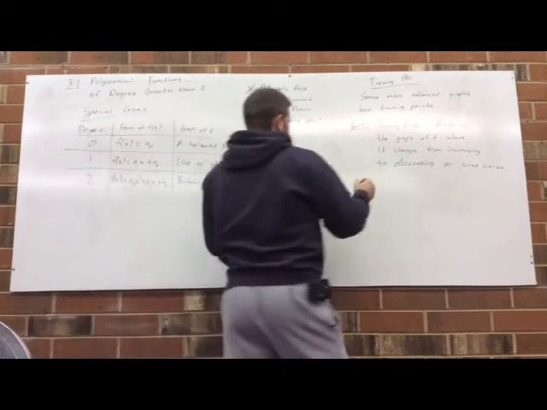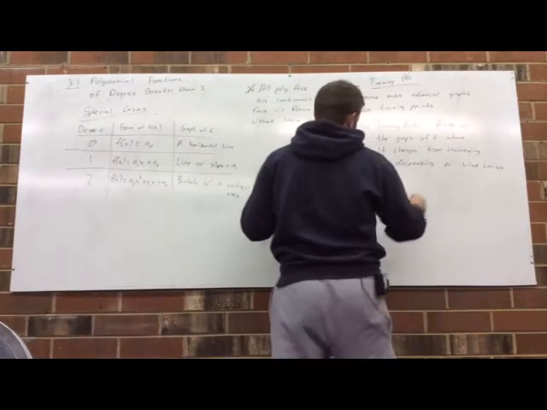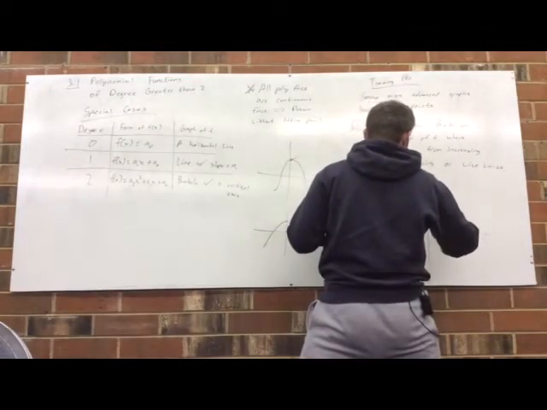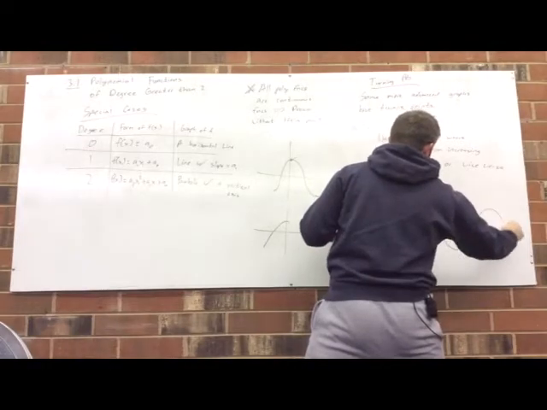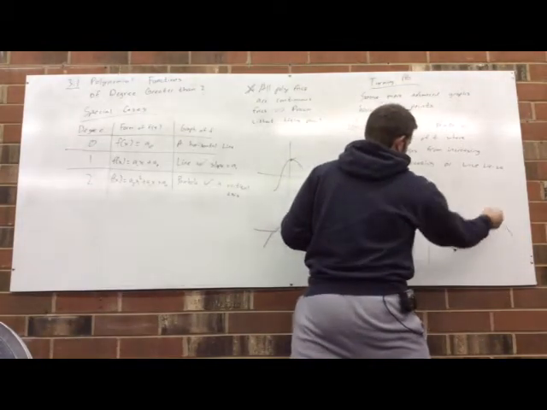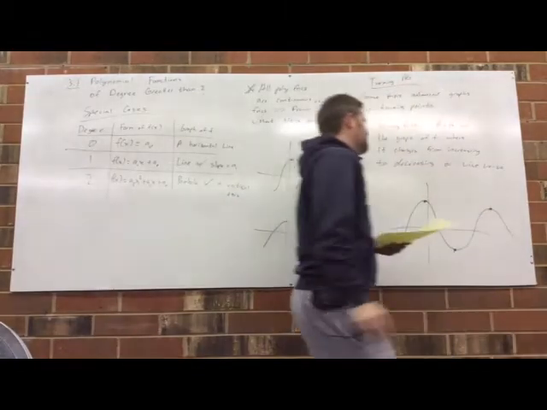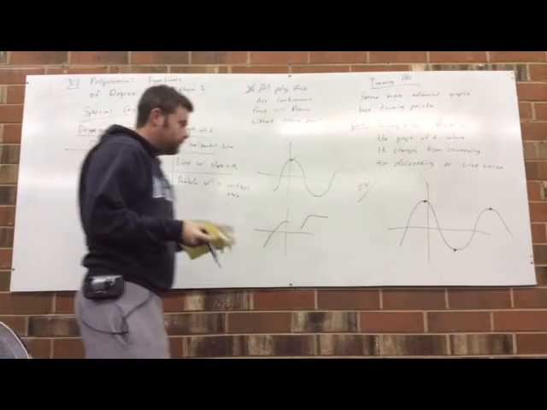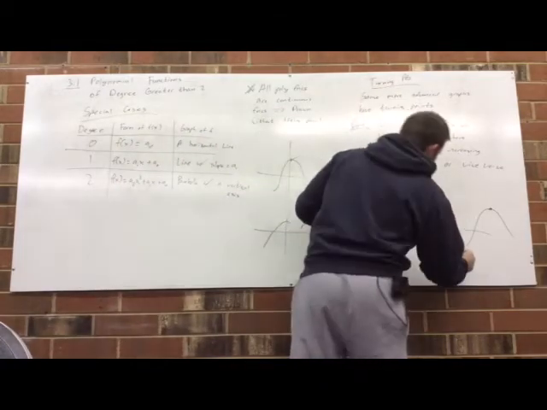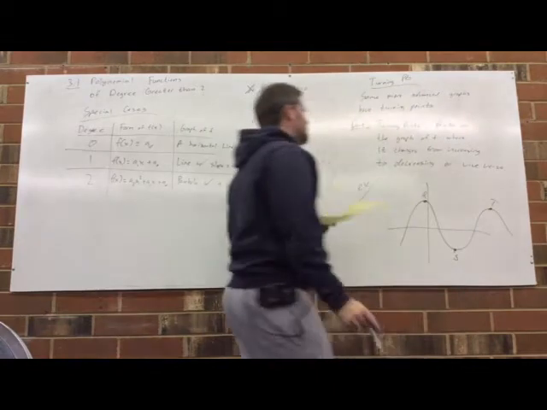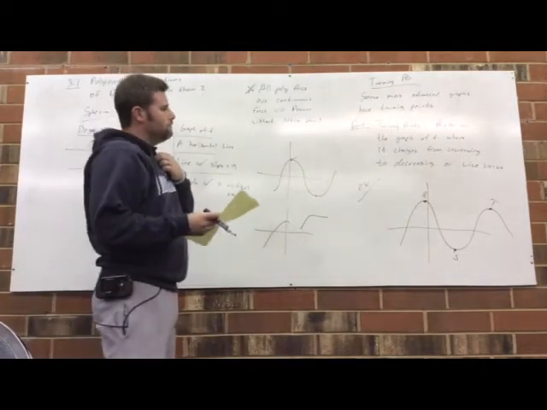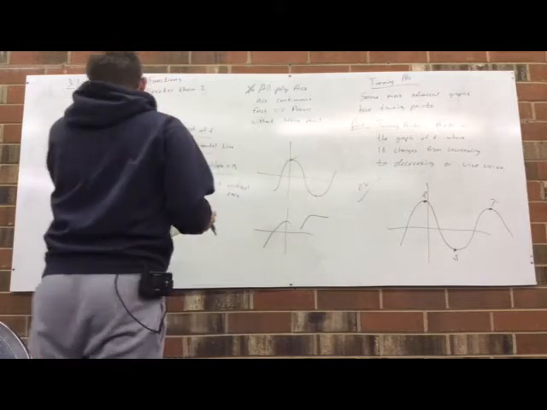All right? So a more elaborate example would be something like this. If I had a function that hit here, and here, here, and here, well, these points are called turning points. So R, S, T, these are your turning points. Okay? We'll come back to that, deal with that a little more in detail.